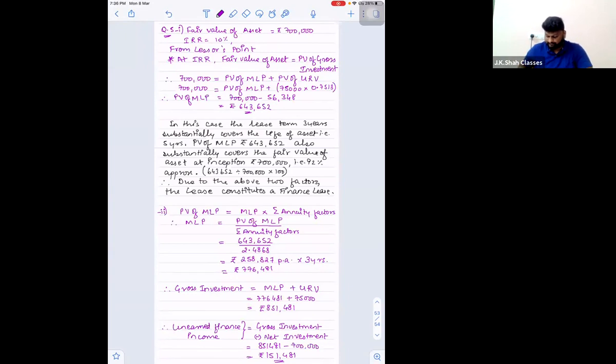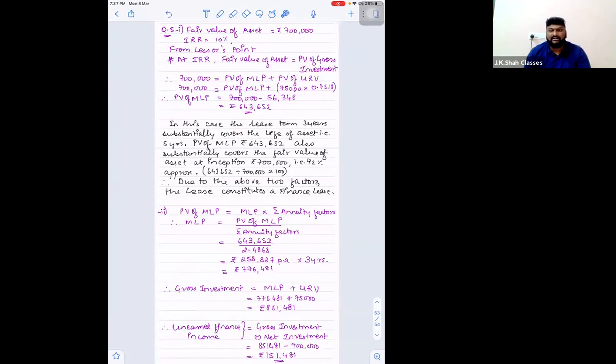Yes, Aditya. Sir, I was just wondering that in the second and the fourth question, the logic of fair value being equal to the present value of gross investment holds true, but that's not the case in the third question. Is there any reason why? Sir, in the third question there is a small loophole. The life of the asset is greater than the lease term. And the logic is the asset will be further given on lease to some other person also. Oh, okay. Understood.